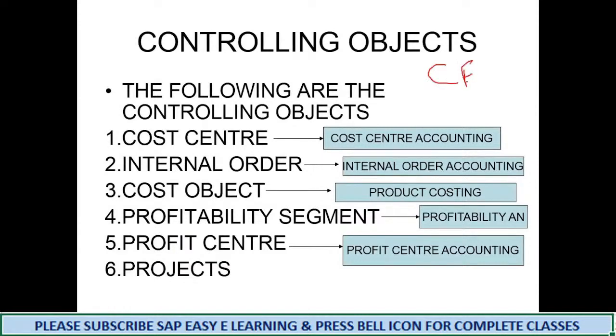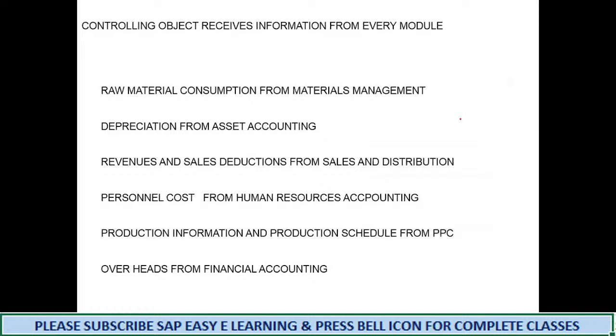For all these modules, there is one base module which is called cost center accounting. Without cost center accounting, these controlling objects or these modules cannot accumulate information. So these are called controlling objects. Now, the controlling object receives the information from every module. That is the beauty of this controlling. The controlling object receives the information from every module.